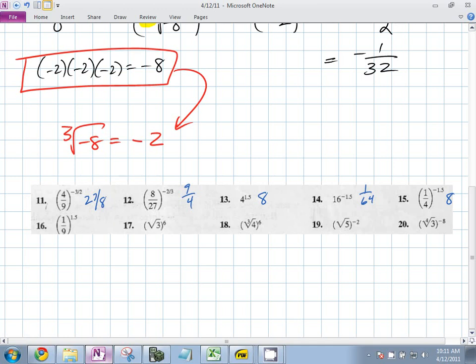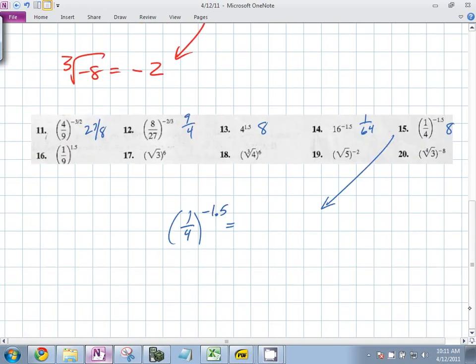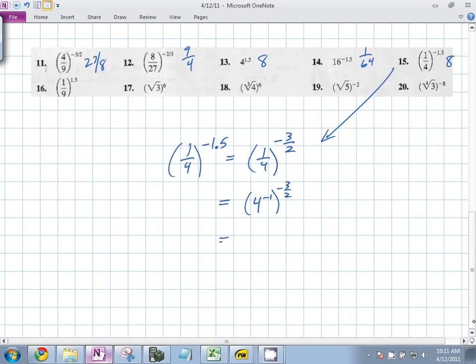Questions on 11 through 15. 15. So that's 1/4 to the negative 1.5. What could you do first to make that easier to deal with? Turn the exponent into a fraction. So 1/4 to the what power? Yep. What could you turn 1/4 into? 4 to the negative 1 to the negative 3 over 2. What could you do now? Yeah, so 4 to the, which is the square root of 4 raised to the, so that's 8. Yeah, that's good.